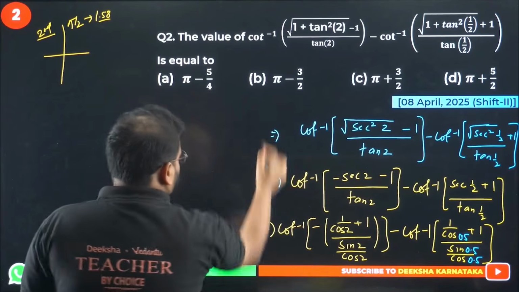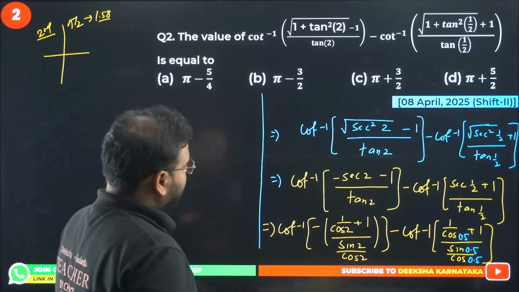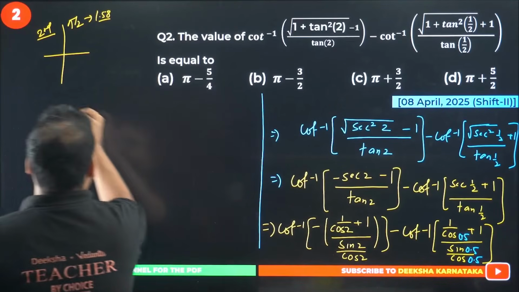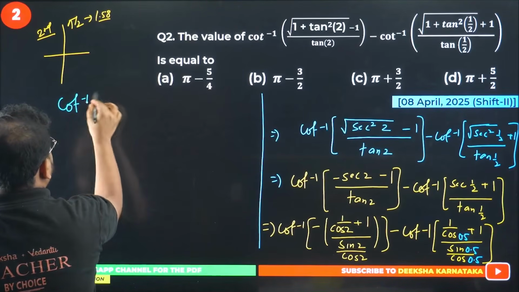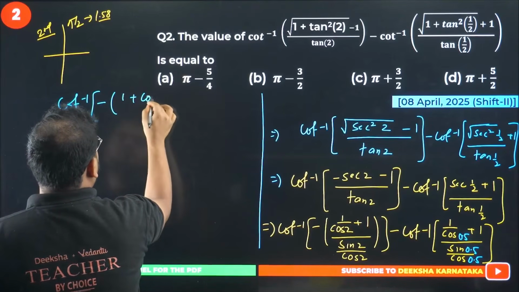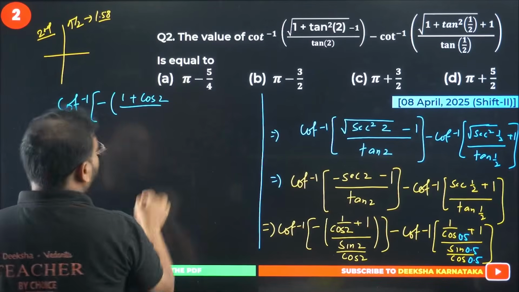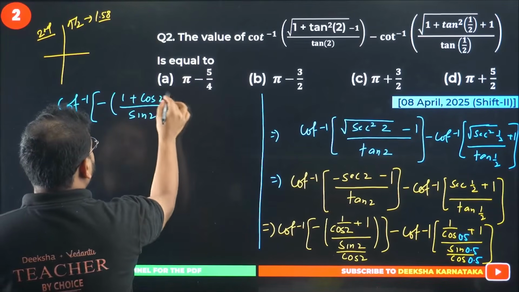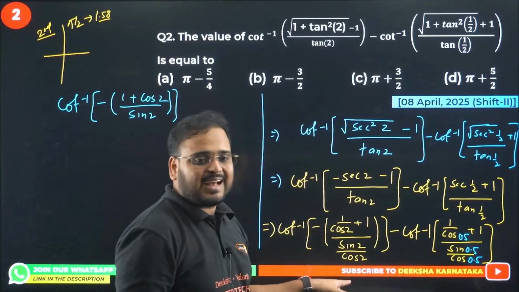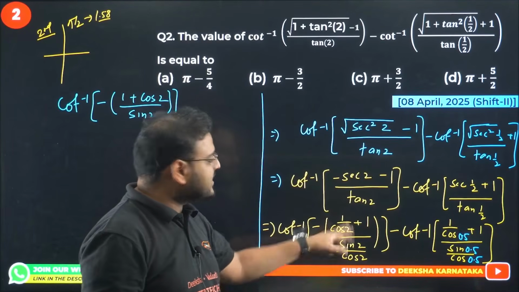All right. So now check this out. I have 1 plus cos. If I take LCM over here, what do I get? I get cot inverse of 1 plus, there's a minus sign, of cos, 1 plus cos 2 divided by sine 2. Why not? What happened to cos 2, cos 2? They get cancelled, okay? The denominators on both sides will get cancelled.